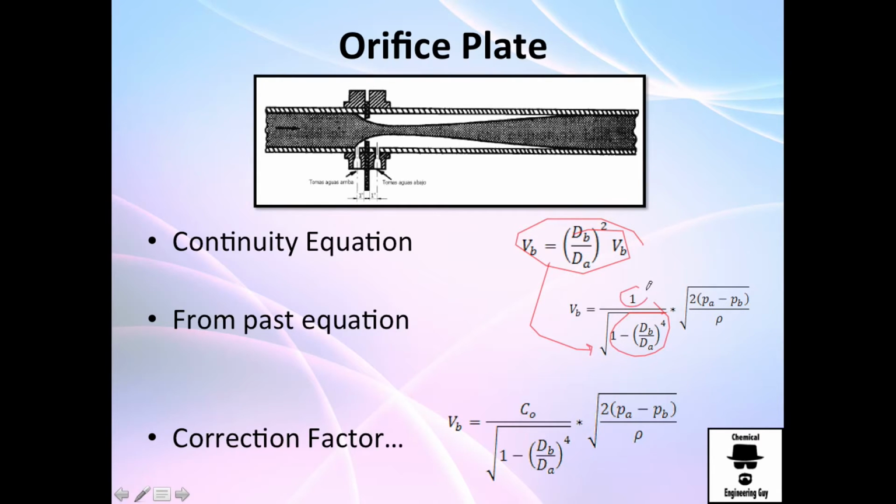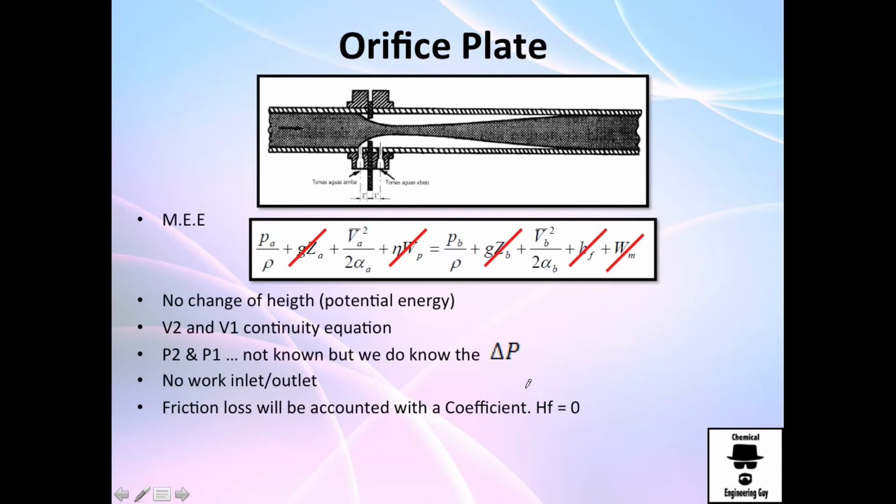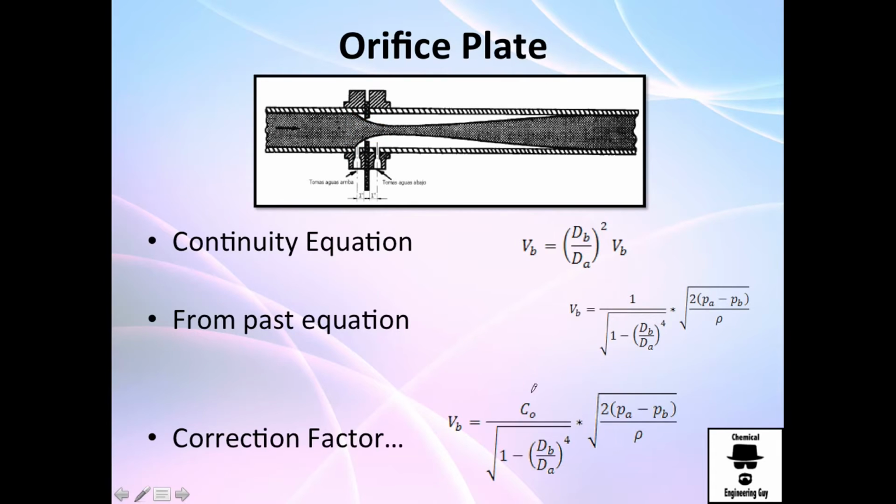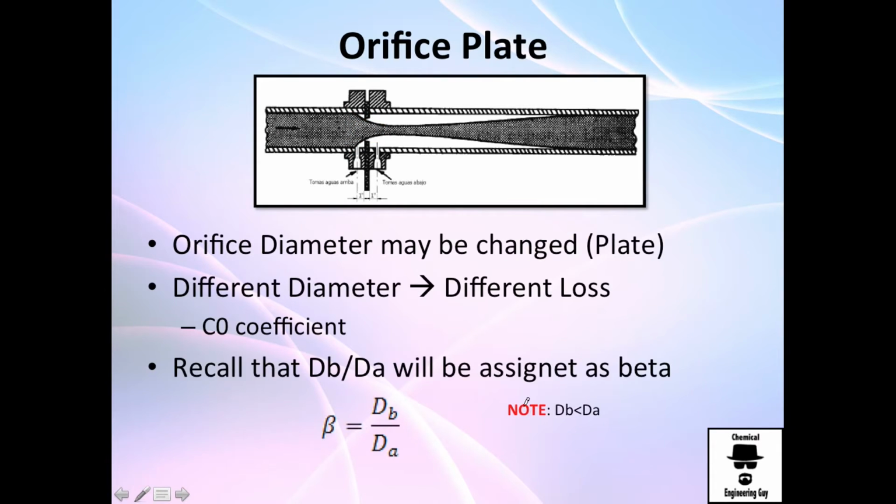Actually, we're going to use a correction factor because I told you there's no friction. But as you can see, there's obviously friction because you are having a sudden contraction. So the correction factor will change, but the most normal value is about 0.60 or something like that. You are going to check this out depending on the value of beta.